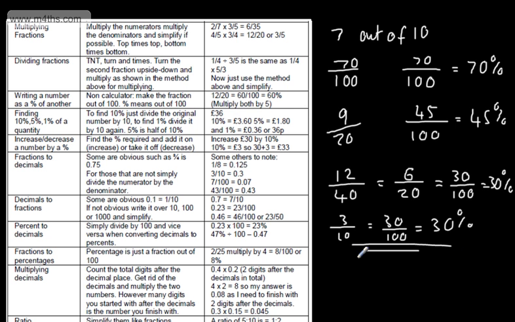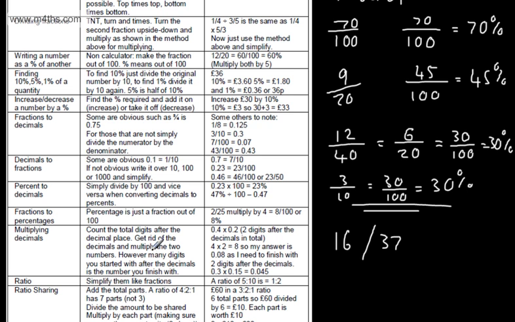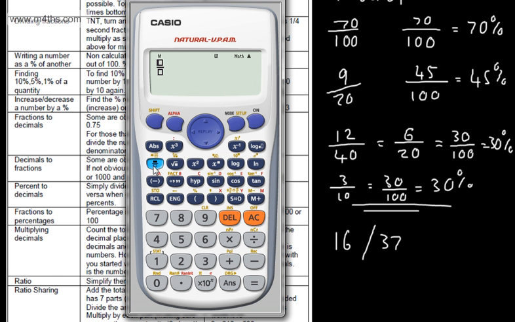Now, what about if this was messy? Let's say we've got 16 out of 37. We wouldn't know how to do this. All we're going to do is set this up on a calculator. So I'm going to have now 16. So I'm writing 16 as a percentage of 37.